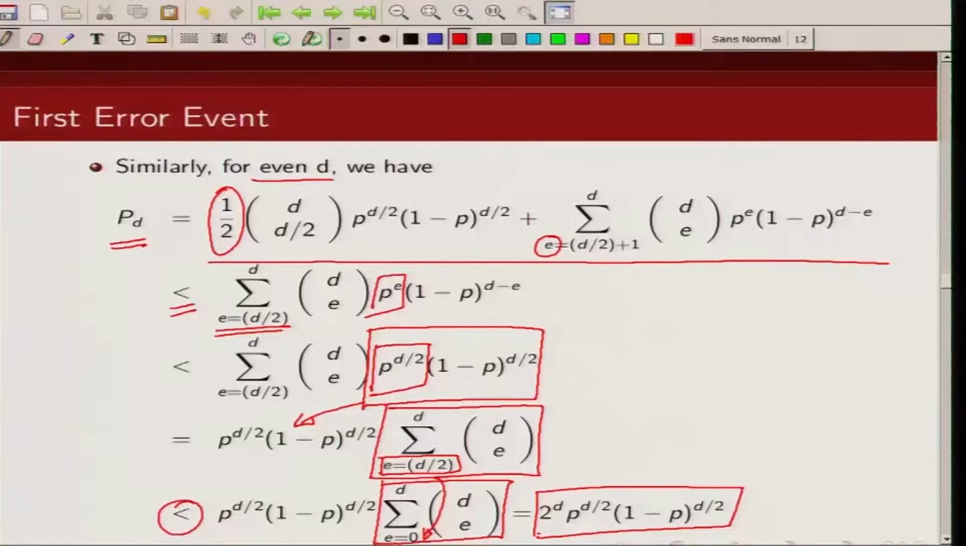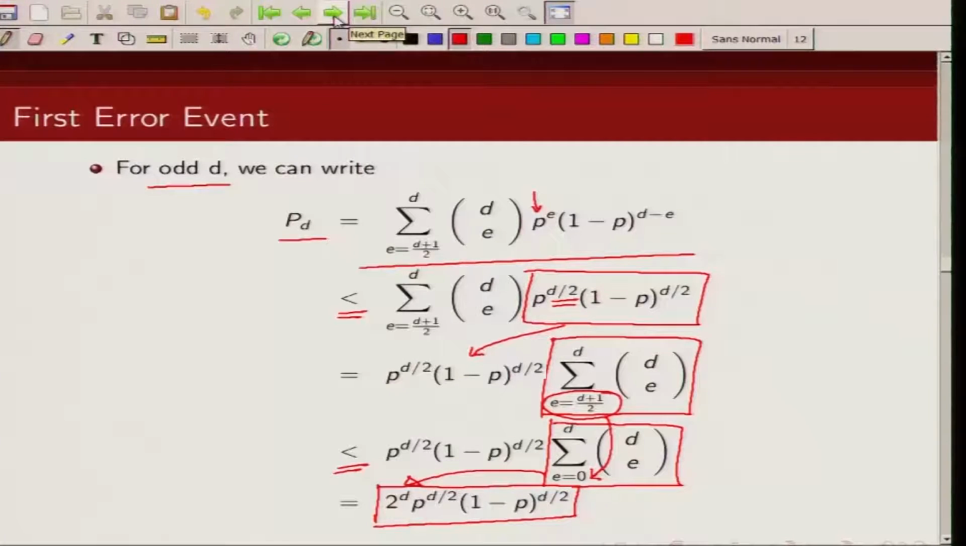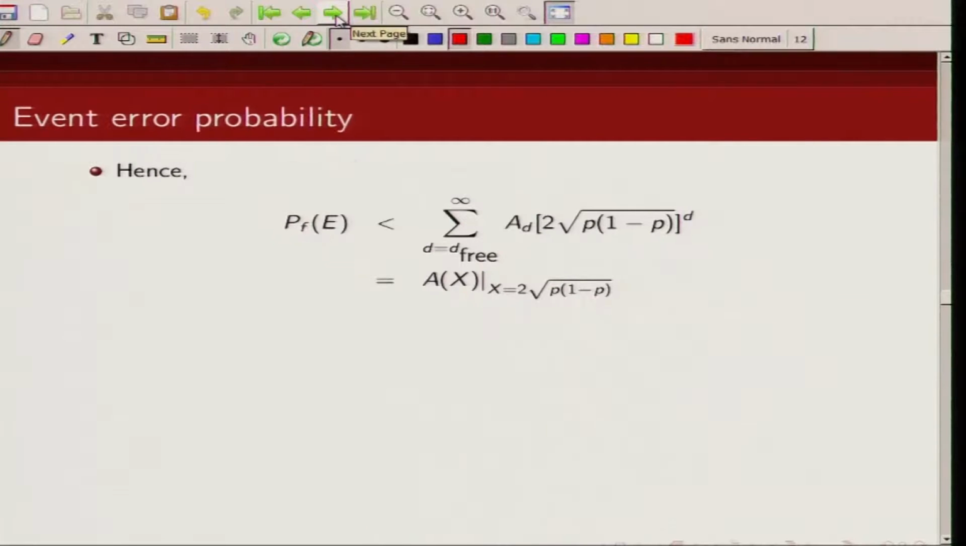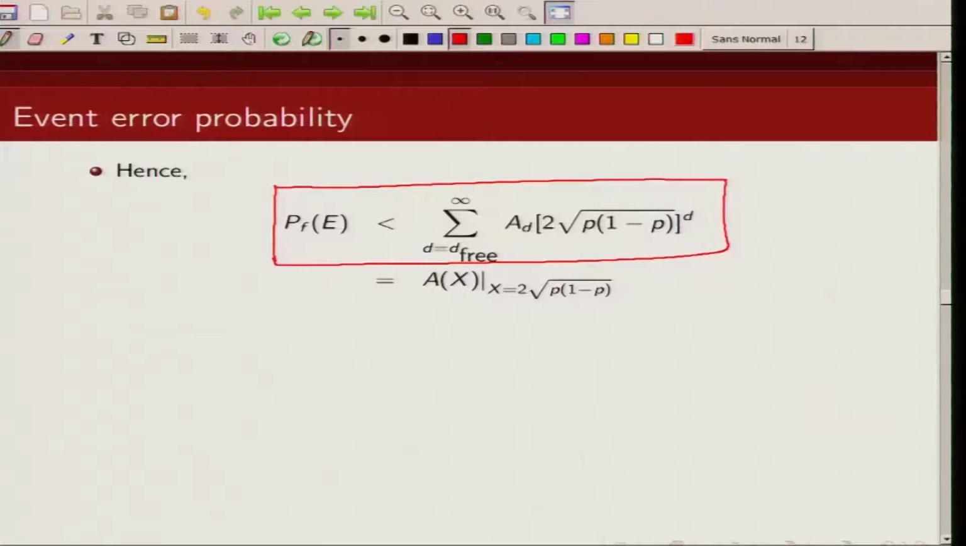So, P d is upper bounded by this when d is even, and we showed even for when d is odd, it is upper bounded by the same quantity. So, then what we can do is we can write that our first event error probability is upper bounded by this. We just showed this for d equal to odd and d equal to even separately. So, we can upper bound this probability by this.